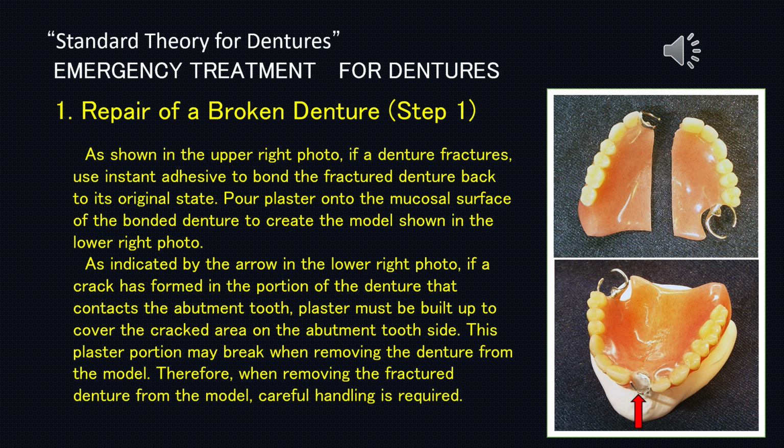As indicated by the arrow in the lower right photo, if a crack has formed in the portion of the denture that contacts the abutment tooth, plaster must be built up to cover the cracked area on the abutment tooth side. This plaster portion may break when removing the denture from the model. Therefore, when removing the fractured denture from the model, careful handling is required.